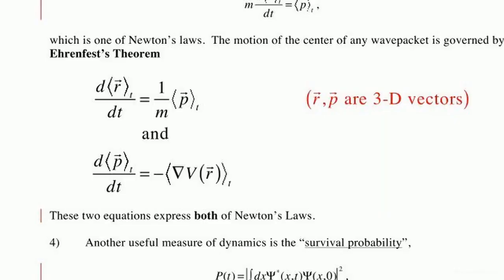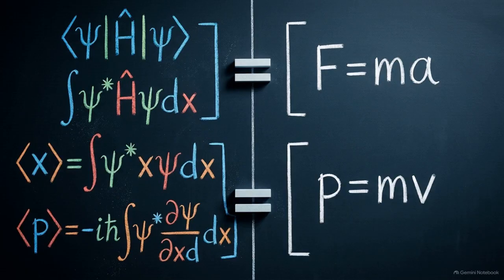Ehrenfest's theorem ties this quantum wave packet to classical physics. The first equation shows the expectation value of position's rate of change is proportional to momentum. The second demonstrates this momentum change is determined by the potential's negative gradient. These quantum mechanical equations are structurally identical to Newton's laws of motion.